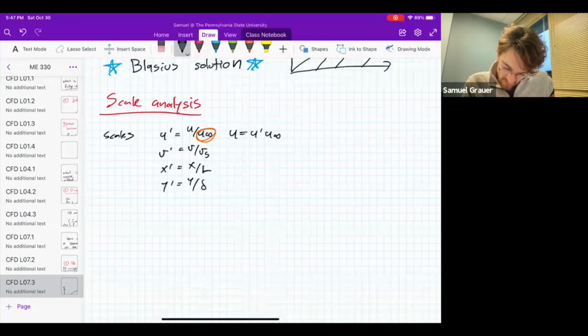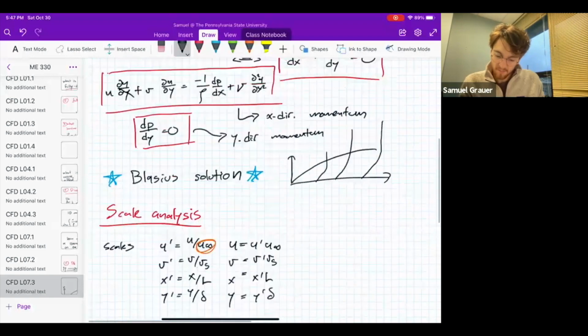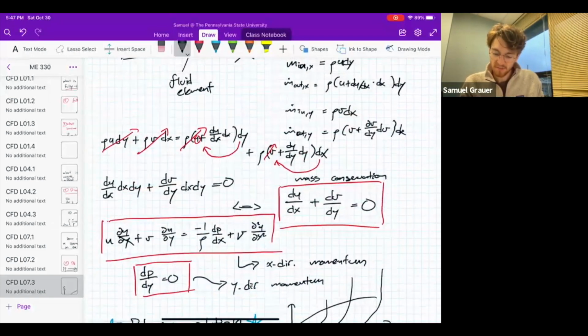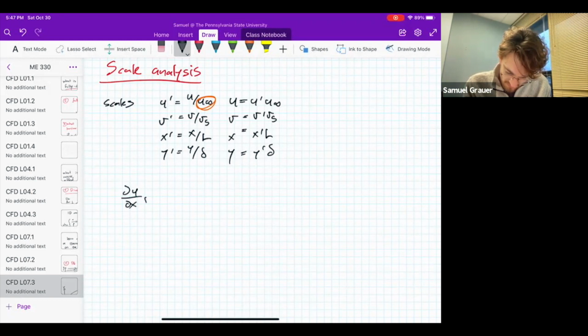So of course we can write v, x, and y as a function of these. We have v equals v prime times vs, which is as of yet unknown. x is equal to x prime times L, and y is equal to y prime times delta. Now, if we go back to that mass conservation equation, ∂u/∂x plus ∂v/∂y equals 0, let's write it out: du/dx plus dv/dy equals 0. Now, what we want to be able to do is sub in these profiles.